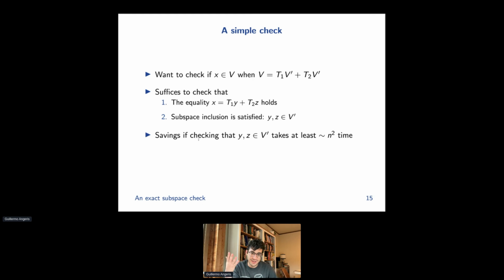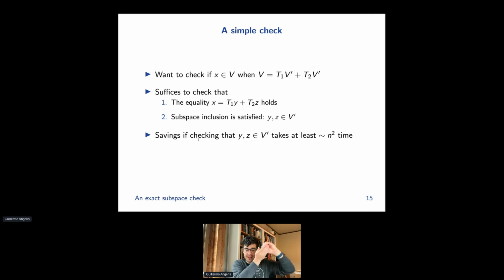So here is, at a high level, this already gives us some savings. You could imagine, for example, that checking that a thing is in V takes about n squared time. If V prime is a dimension about half of V, which it should be, it needs to be at least that, right? Then we have the following property: we've already saved time, right?